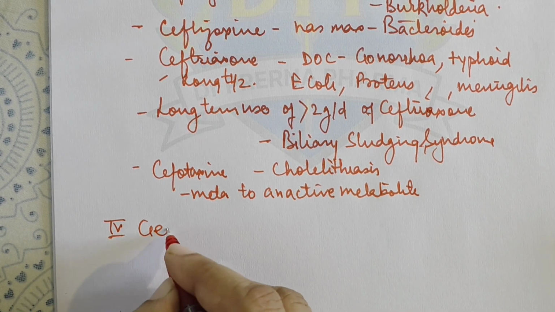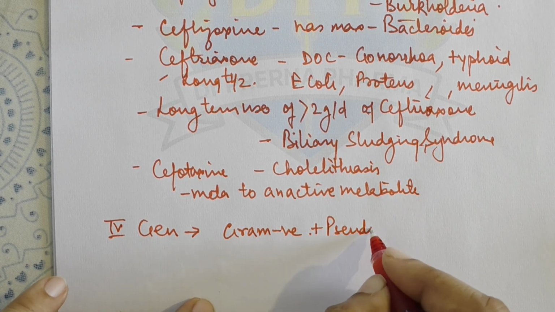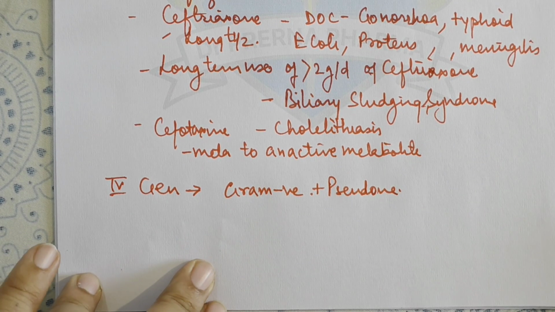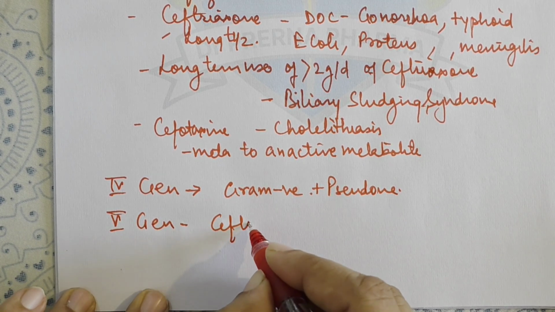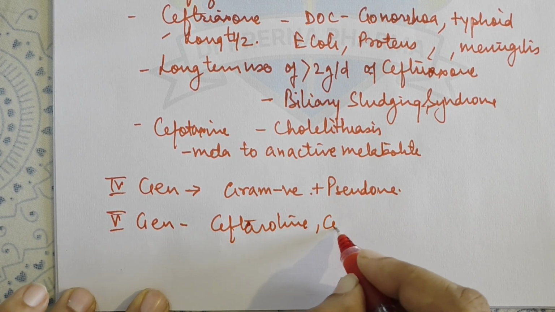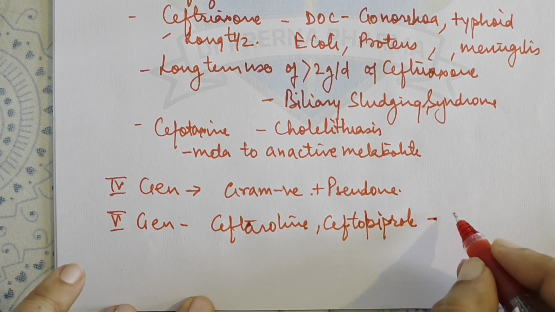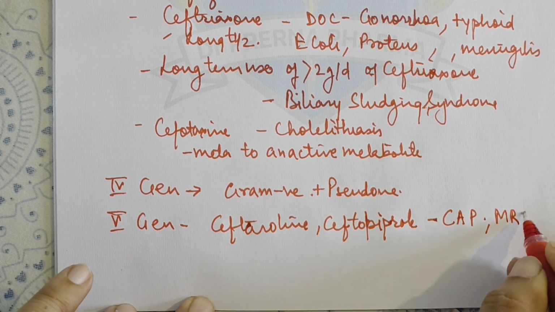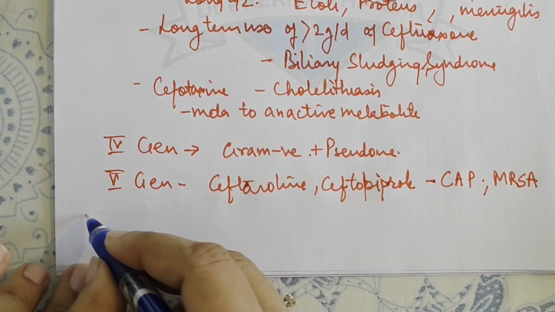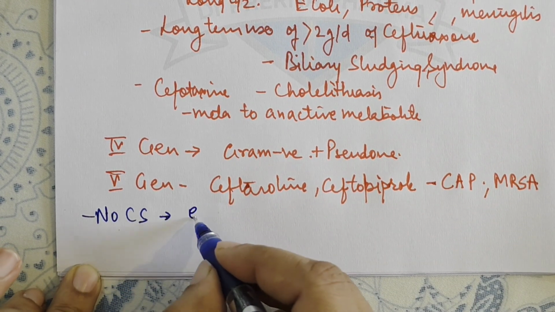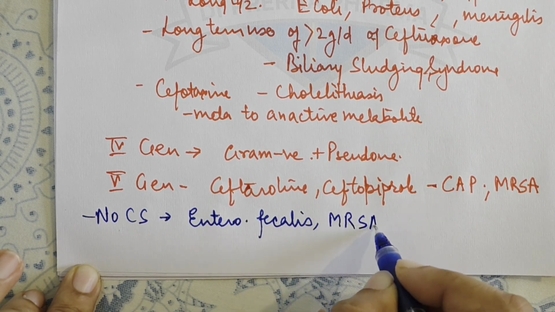Then the 4th generation compounds have activity against gram-negative organisms plus Pseudomonas which are resistant to the 3rd generation compounds. So their efficacy is almost similar. Then the 5th generation compounds are ceftaroline and ceftobiprole. These are used in community acquired pneumonia and MRSA infections, right? No cephalosporin is active against Enterococcus faecalis, MRSA and Listeria.